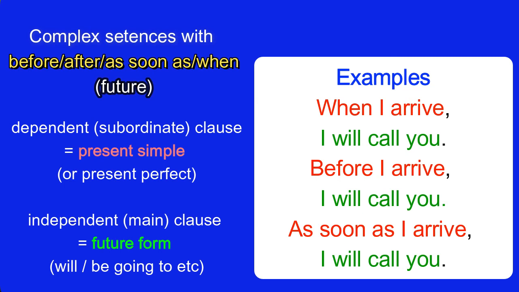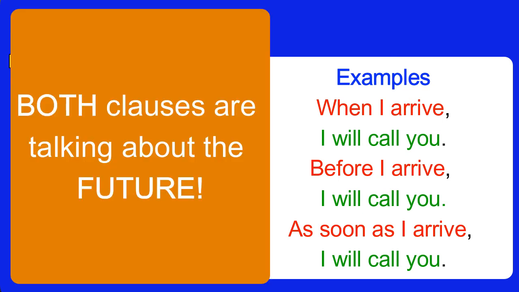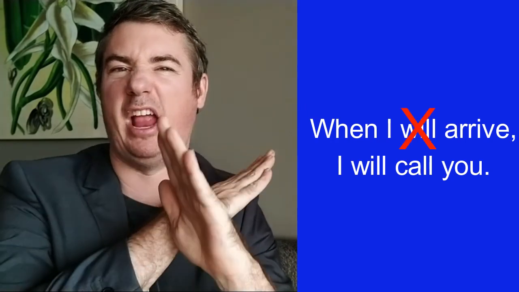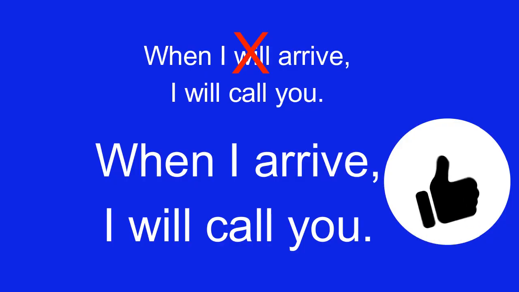You can see all of these, the subordinate clause, dependent clause, is in the present tense, and the main clause is in the future tense, will. But both clauses are talking about the future. This is important for you to remember because many of my students, from my experience, make this mistake. Many students say, when I will arrive, I will call you. And this is wrong. When I arrive, I will call you. Okay, please remember this.